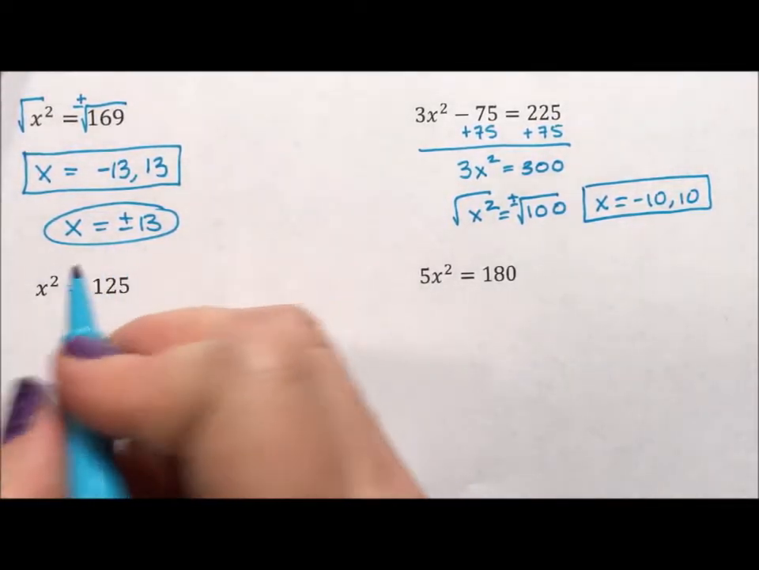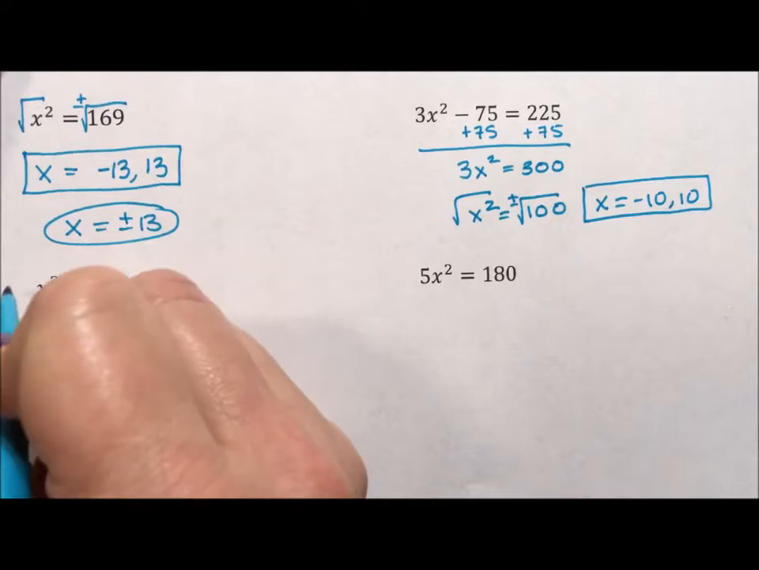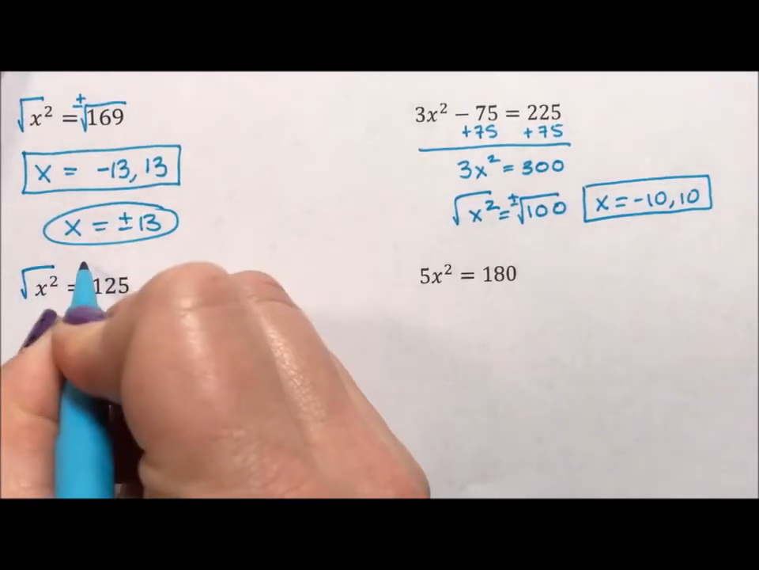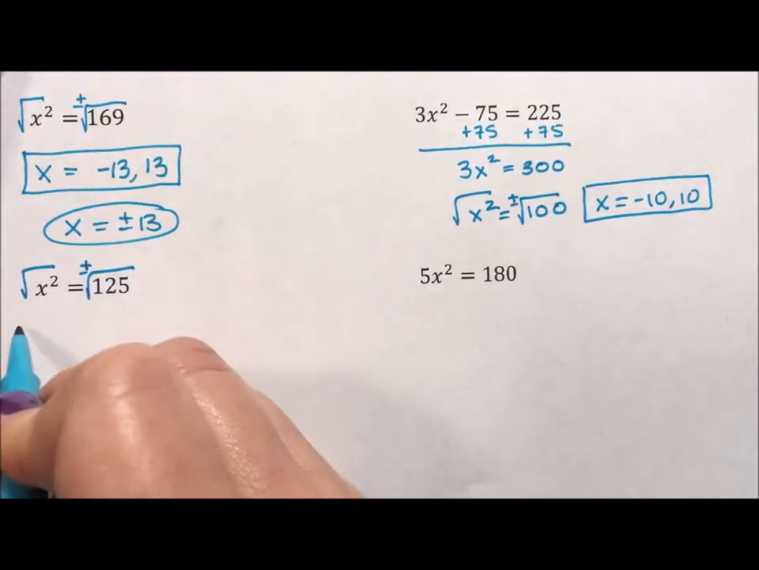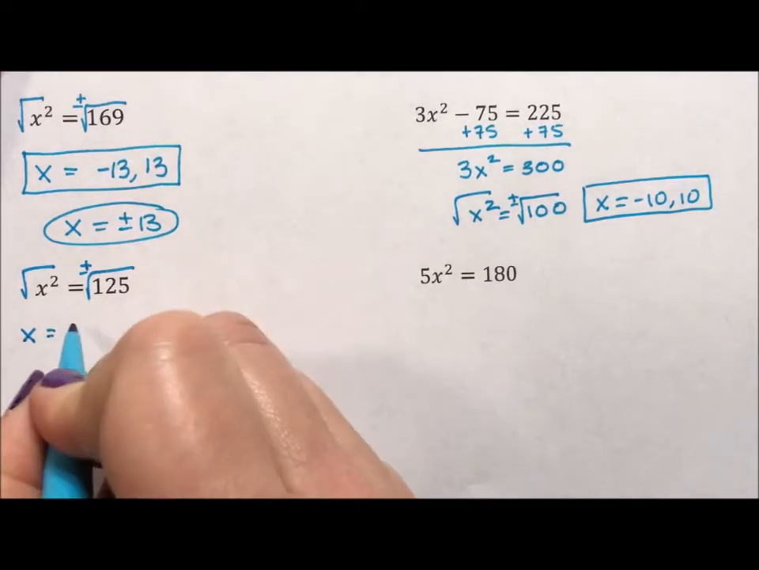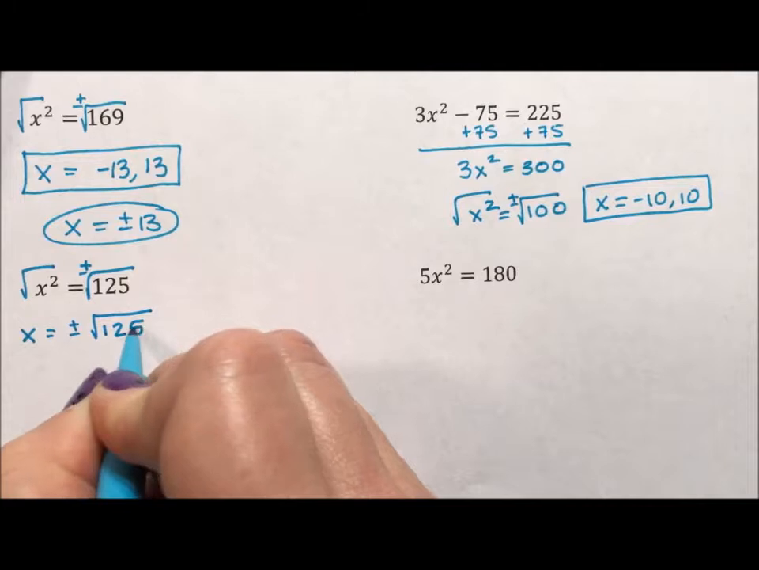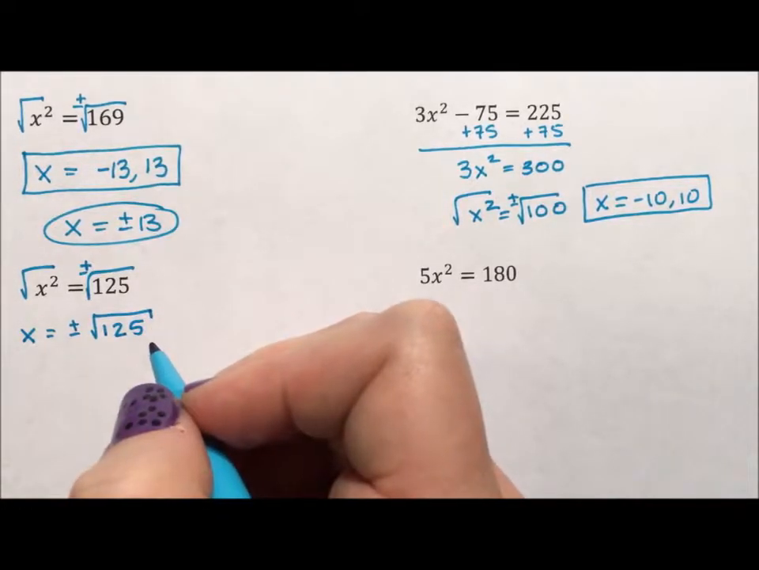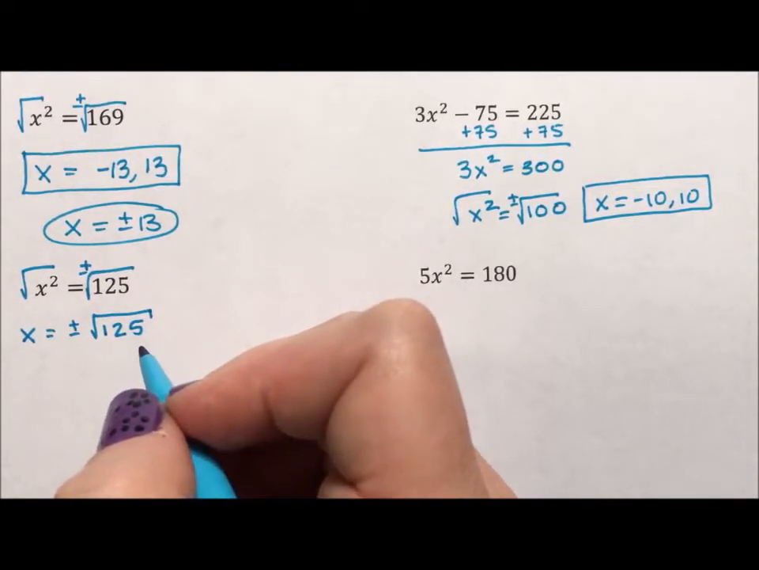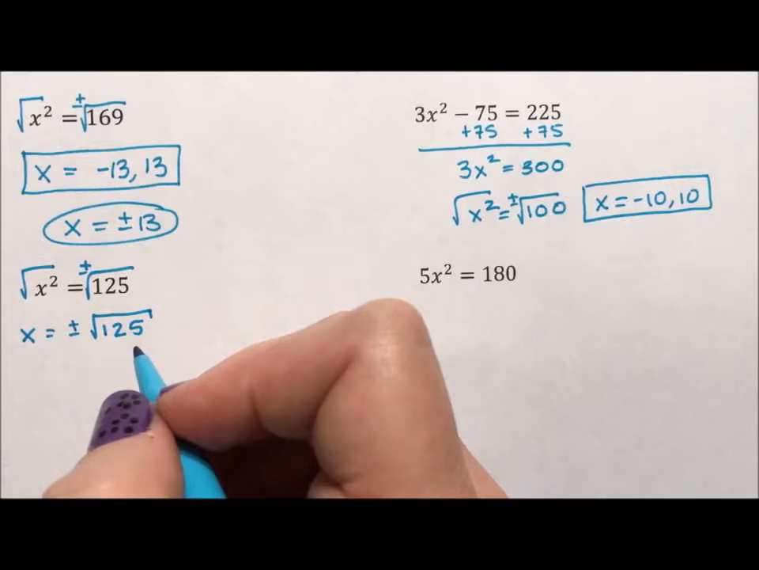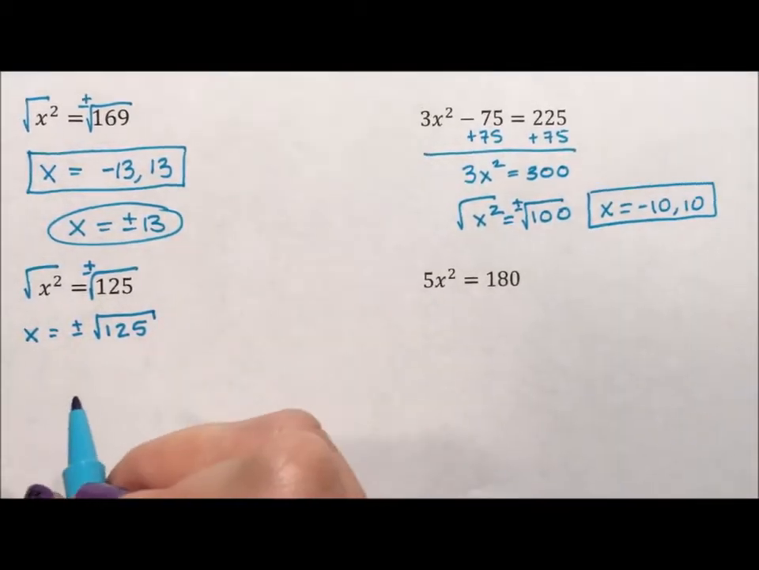For this one, I'm going to do it two ways. If I do the square root with a plus or minus, we get that x is equal to plus or minus the square root of 125. Now, 125 is not a perfect square. It is a perfect cube, but it is not a perfect square. So at this point, you need to figure out the directions that you're being asked to do.